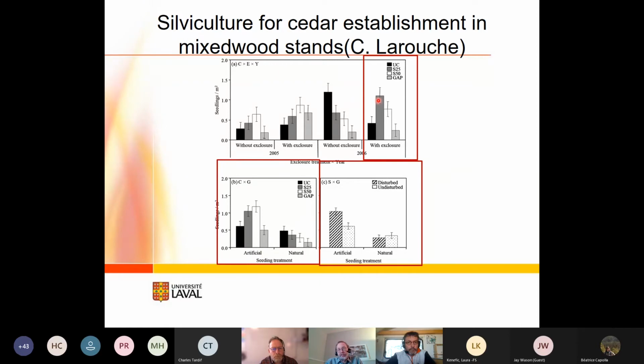And another factor that could be limiting is the availability of proper seed beds. Even though we did not see that effect in the old forest stands, mineral seed bed is also a very good seed bed for cedar establishment. And you especially see that with the artificial seeding treatment, where we had a larger amount of seedlings on disturbed seed beds.